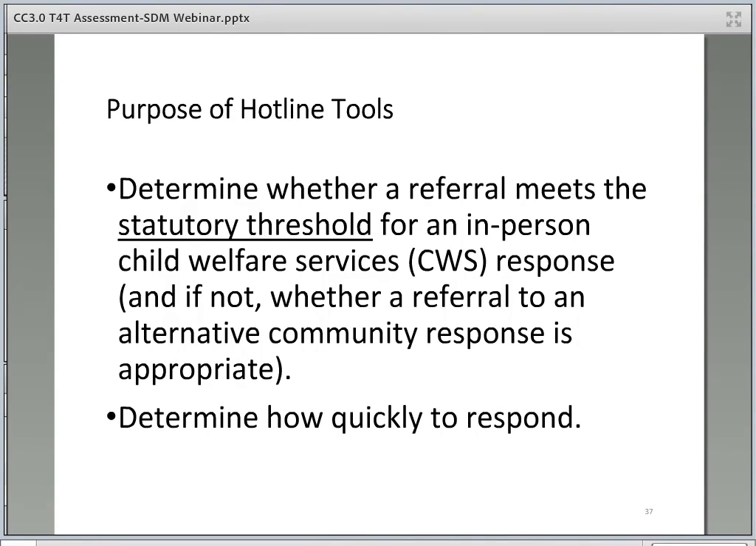For all referrals requiring an in-person investigation, they must meet the statutory threshold for an in-person response per the screening tool. It is very important to be familiar with the definitions of all of the abuse types. When a referral is received, the hotline worker determines whether or not to conduct an in-person investigation. The hotline screening tool is designed to assist the worker in making this decision.